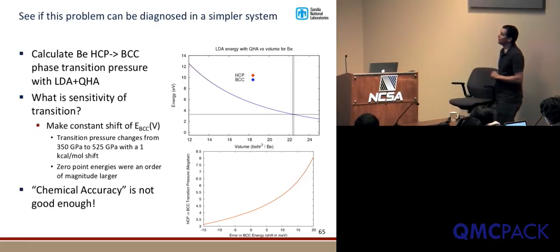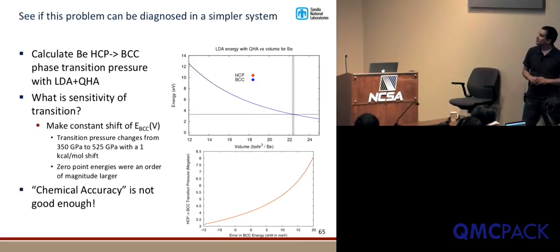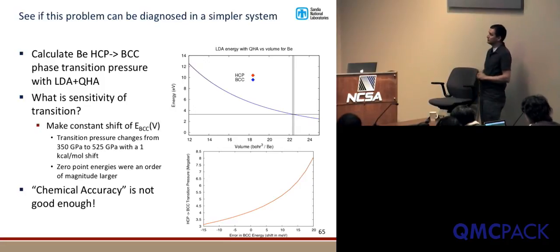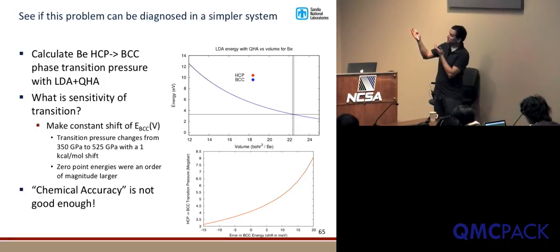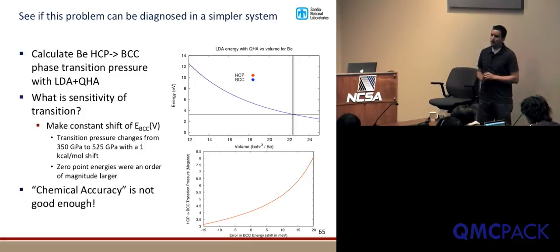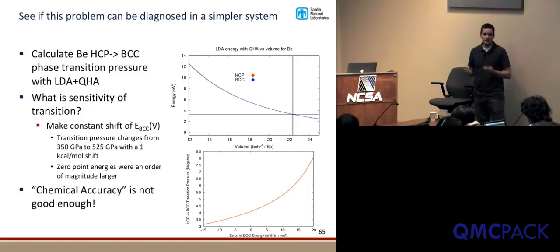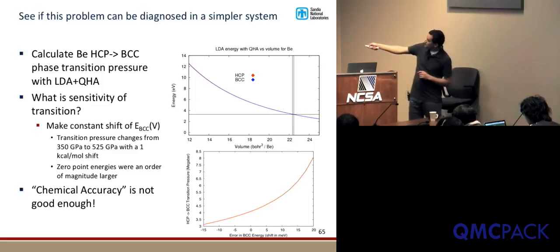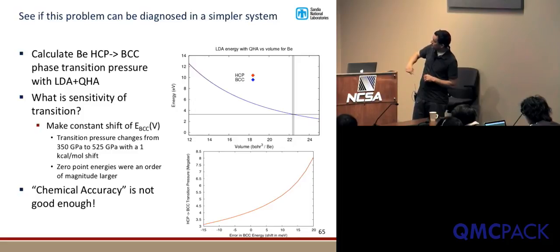So I calculated a property. Unfortunately, this isn't known experimentally, but theoretically, there are many calculations for a phase transition in beryllium at high pressure from the hexagonal close-packed to the BCC phase. And this is a very sensitive problem to look at. If I imagine what sort of errors might come into this, the simplest thing I can imagine is that for one of the phases, I get a rigid shift in the energy. Let's say the binding is just a little bit too high. Now, I looked at the size of that shift in millivolts, and then what happens to the transition pressure?